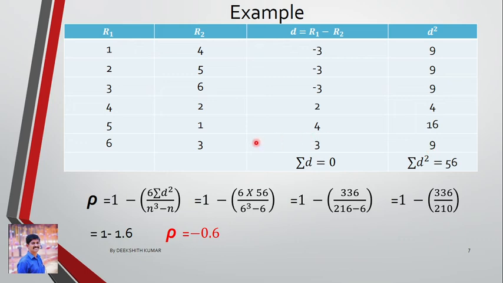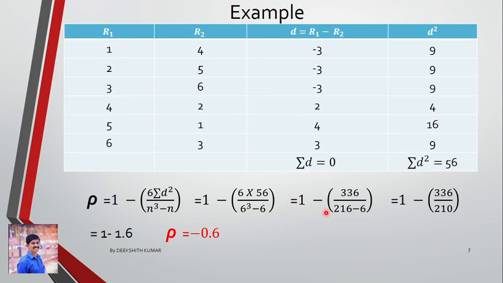Now we are substituting these values into the formula. Rho is equal to 1 minus 6 sigma d square divided by n cube minus n, which is 1 minus the same constant value 6 into sigma d square. Instead of sigma d square, I have substituted the value 56, divided by n cube. n means the total number of values: 1, 2, 3, 4, 5, 6. Total 6 values are there. So the number of values is 6, so 6 cube minus 6.